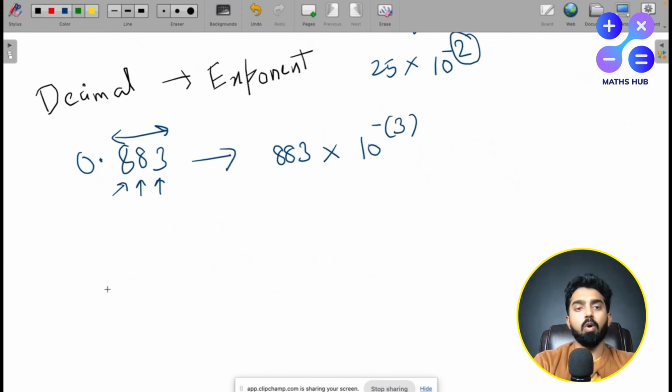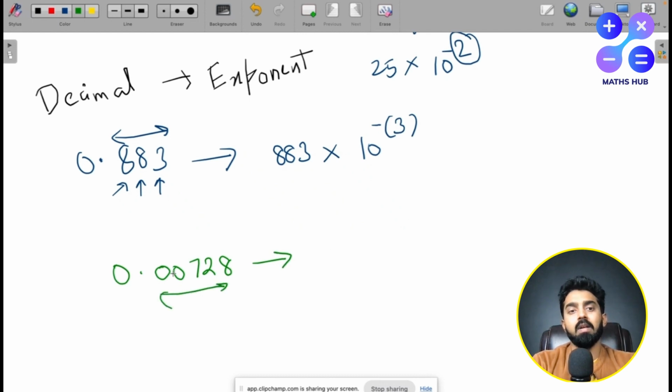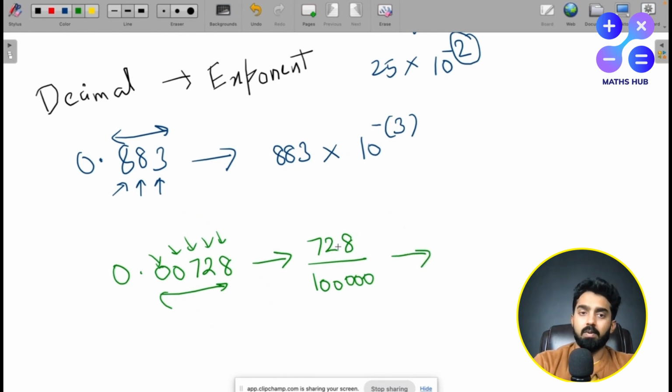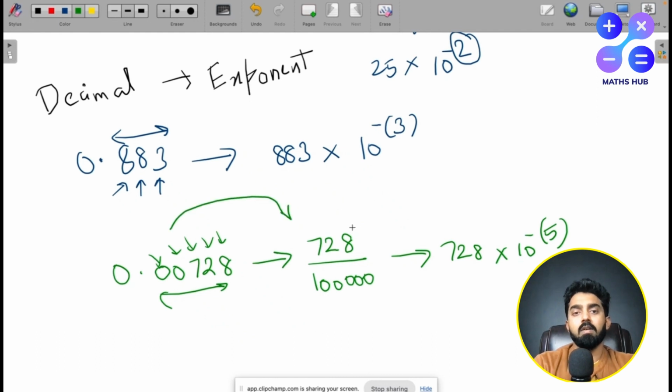So now let's take another example and do all three together. Let's say you have a number like 0.00728. You can convert that to a fraction by writing all these numbers on top. And you can ignore the zeros once you are able to do it faster, right? So you can write 728 divided by, don't forget about adding zeros in the denominator, 5 zeros. So that's 1, 2, 3, 4, 5. And you convert that to an exponent. You can write it as 728 multiplied by 10 to the power of minus the number of zeros, that's 5. So that's how you convert a decimal to a fraction or into an exponent.